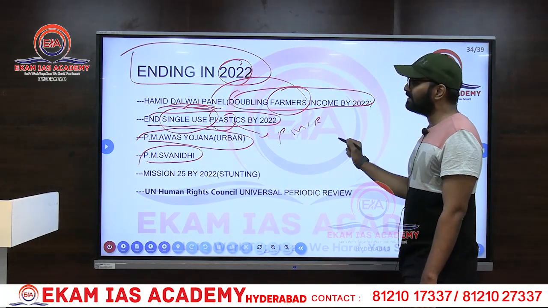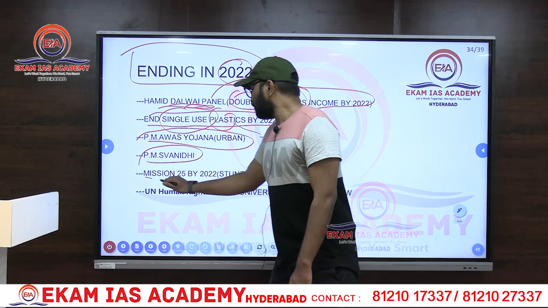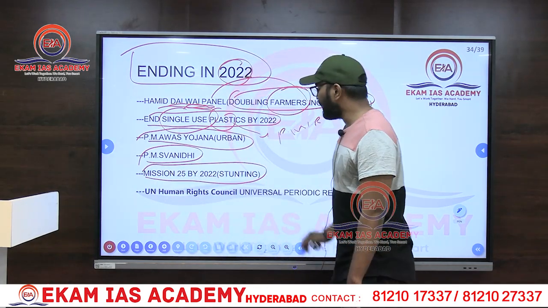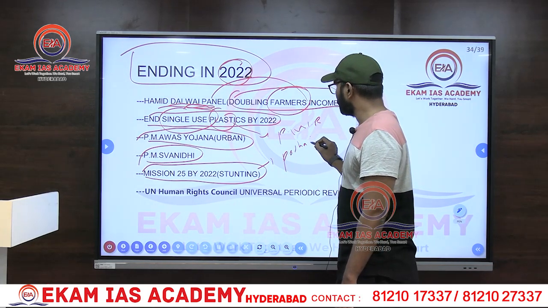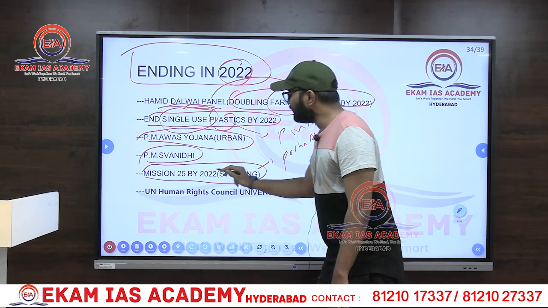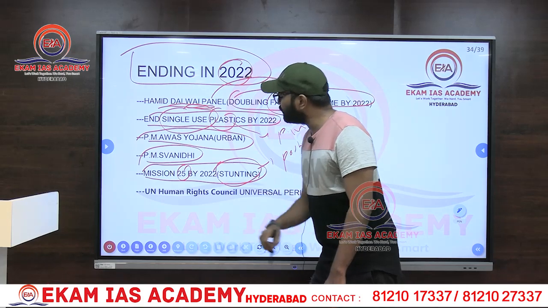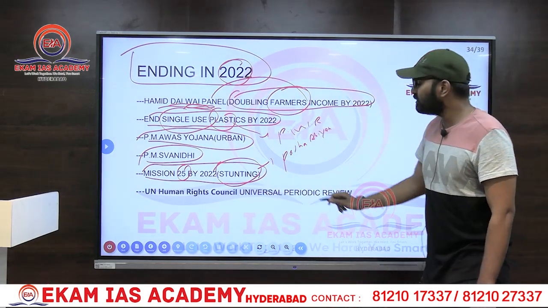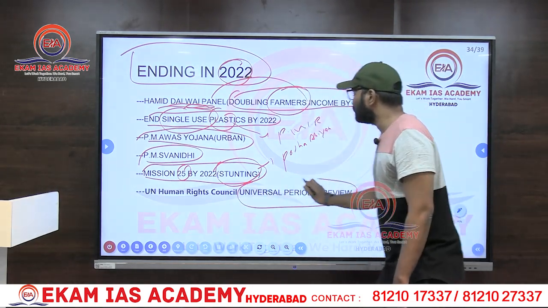So picking these things, it took like lot of time for us. So Mission 25 by 22. It's a part of what? Poshan Abhiyan. Stunting, it is Mission 25 by 22 for stunting, not for undernutrition or anemia or wasting all those things. So it's for what? Next one, universal periodic review.